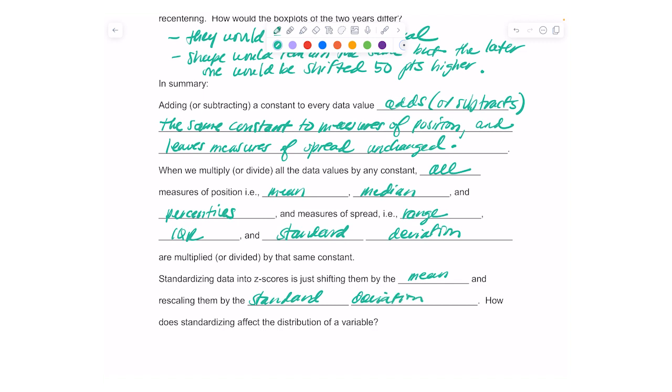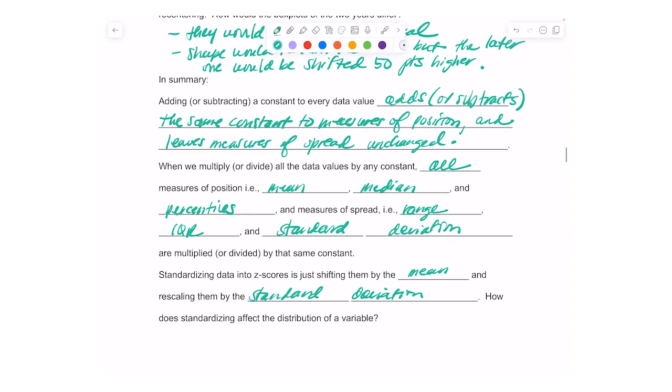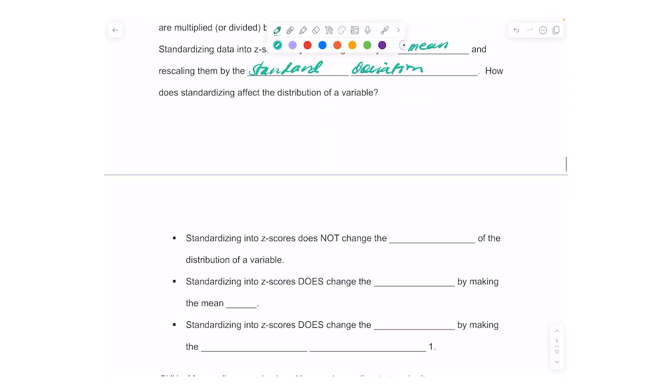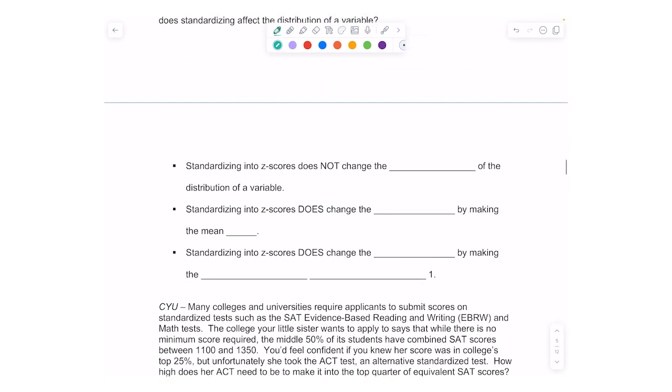And then think about, how does standardizing affect the distribution of a variable? Okay, so we have some things to remember here. Standardizing into z-scores does not change the shape, as we saw with the box plots. It does change the center by making the mean 0, and standardizing into z-scores does change the spread by making the standard deviation 1.